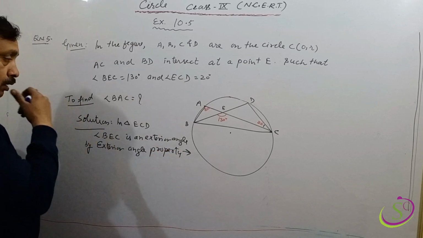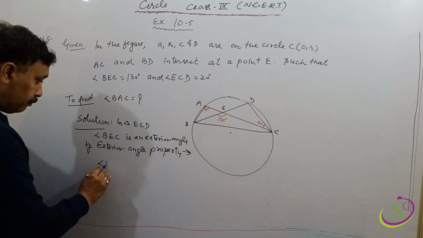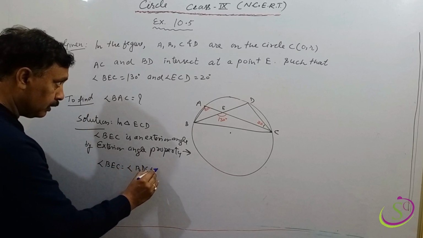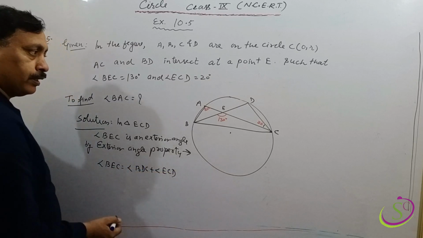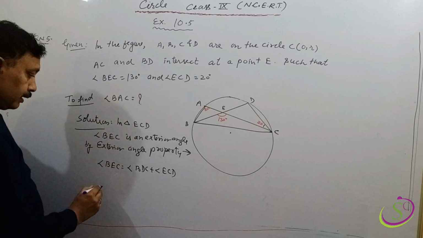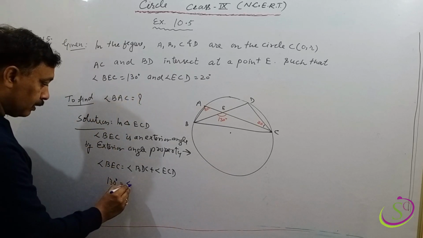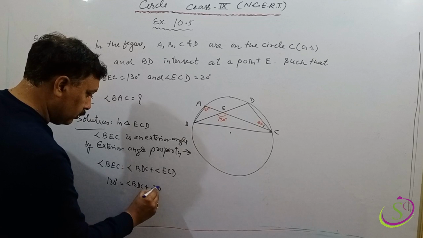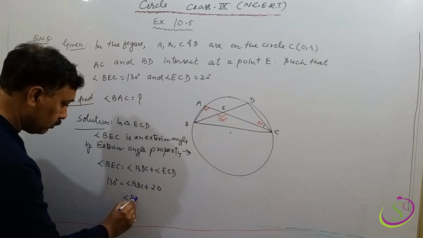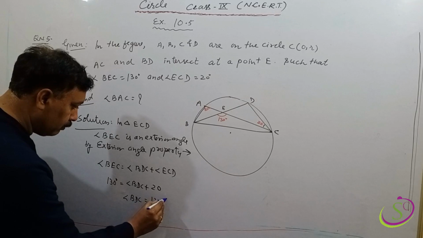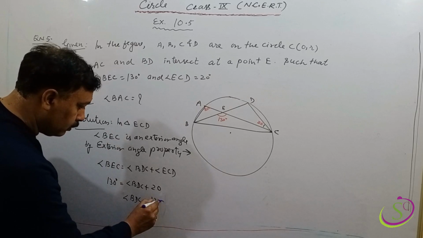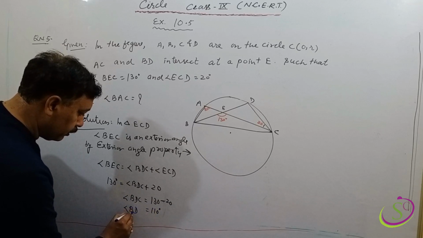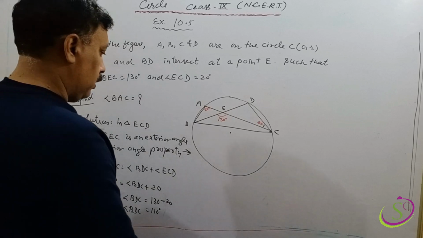Clear? Exterior angle property means that angle BEC will equal angle BDC plus angle ECD. Okay, BEC is 130 degree and angle BDC we don't know, but angle ECD is 20 degree, so angle BDC will equal 130 minus 20 degree, that is 110 degree. BDC. Is it clear?